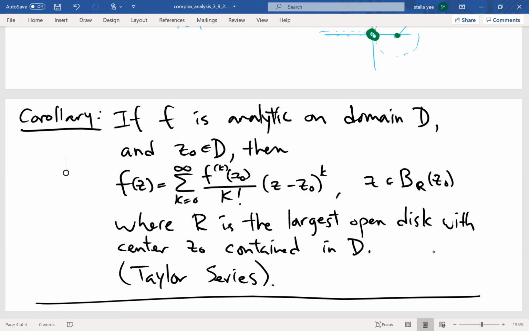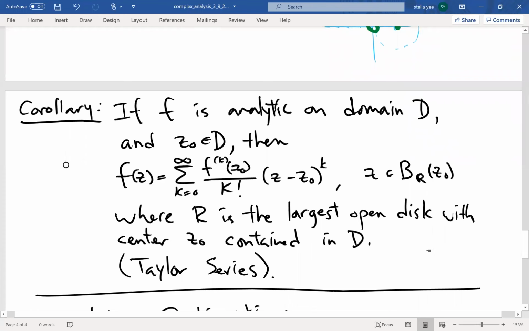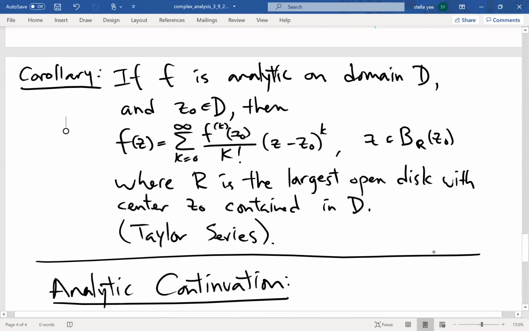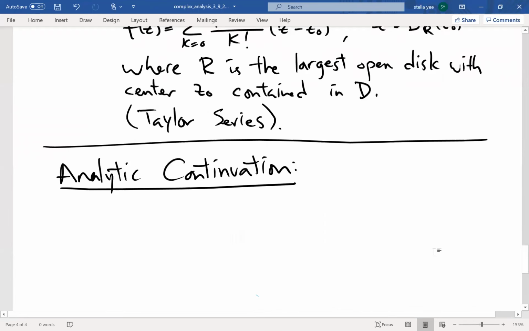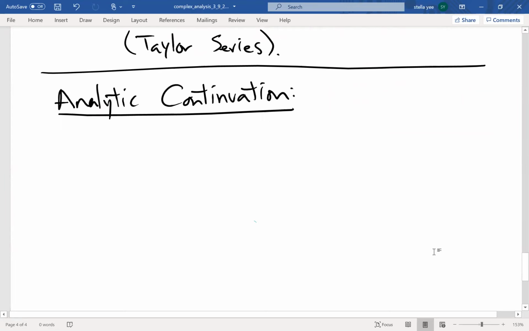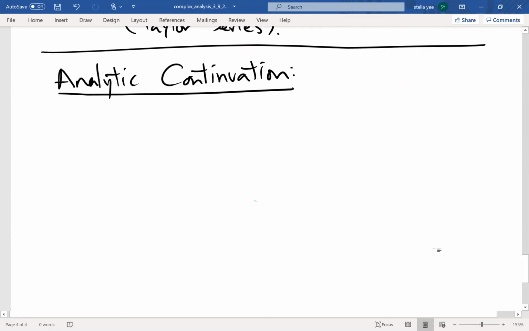Another name for this is Taylor series. You probably remember that from Calc 3. Okay, so we get that power series are analytic functions, and if you have an analytic function, it can be represented by a power series. That's the main result for the day. But let me give you some new techniques that arise from this.